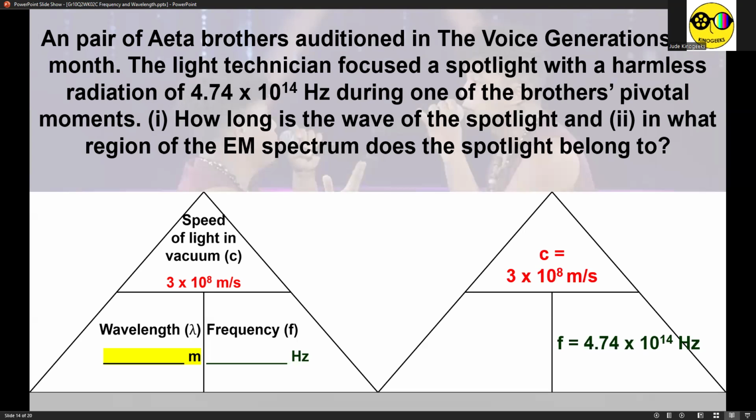And to solve for the wavelength, just like in the first problem, you divide the speed of light in vacuum by the frequency. So that's 3 times 10 to the power of 8 meters per second divided by 4.74 times 10 raised to the power of 14 hertz, giving you 0.000000633 meters, or 6.33 times 10 raised to negative 7 meter.